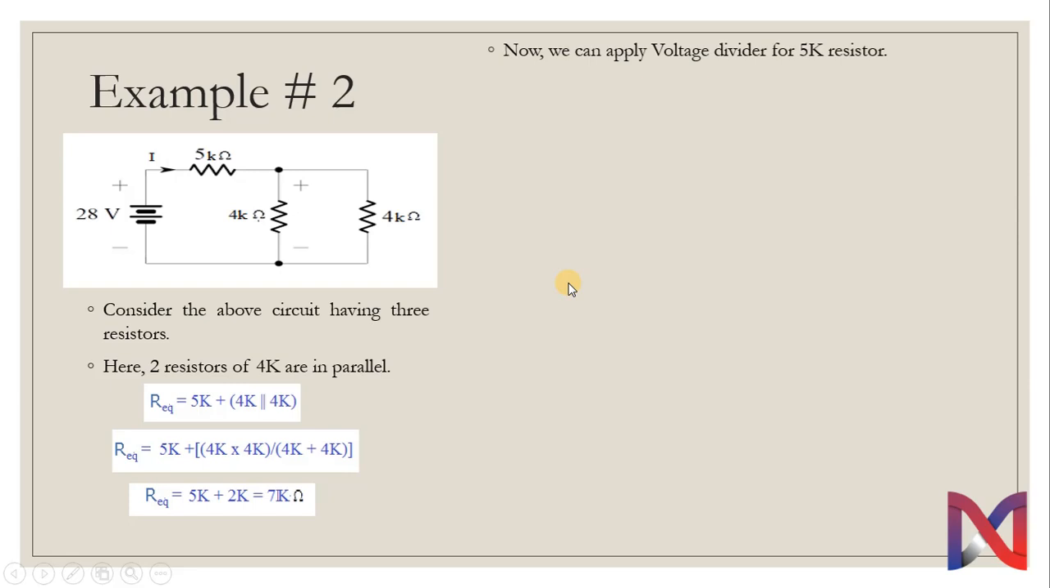Now we can apply voltage divider for the 5 kilo ohm resistor first because it's directly associated with the voltage source. So VR1 is equal to Vs multiplied by R1 divided by R equivalent. Here we have the first resistor, so we will make Rn equal to 1. So VR1 is 28 multiplied by 5k divided by 7k, we get 20 volt.